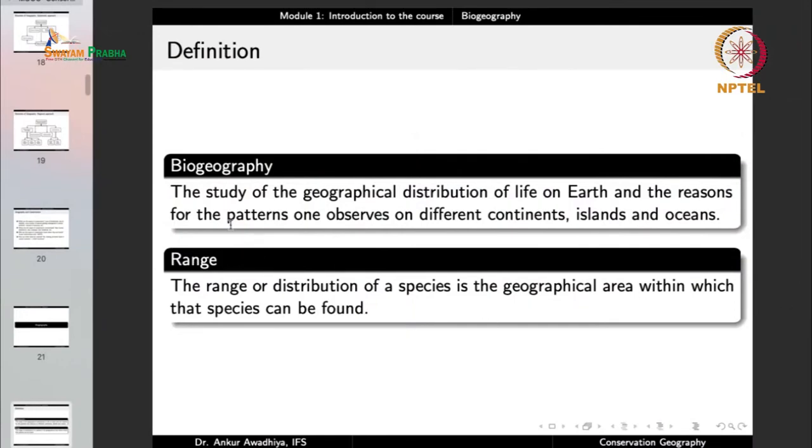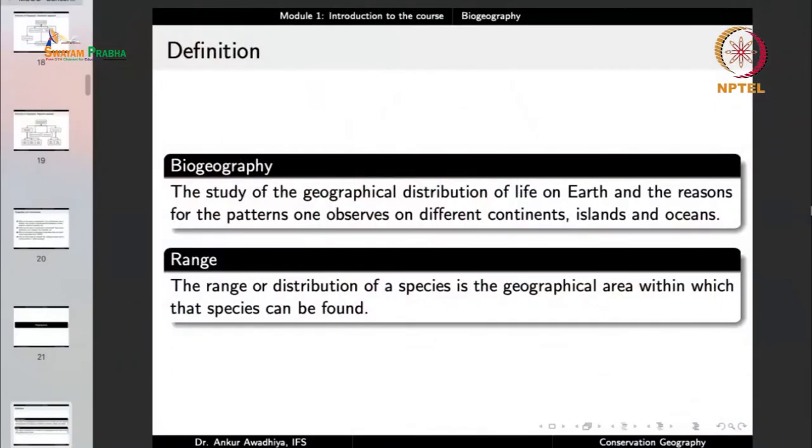And a closely related concept is that of the range. So range, or the distribution of a species, is the geographical area within which that species can be found. So when we say that polar bears are found in cold polar areas, in other words, we can say that the range of polar bears is in the cold polar areas. That is just another way of saying what is the distribution of a particular species.